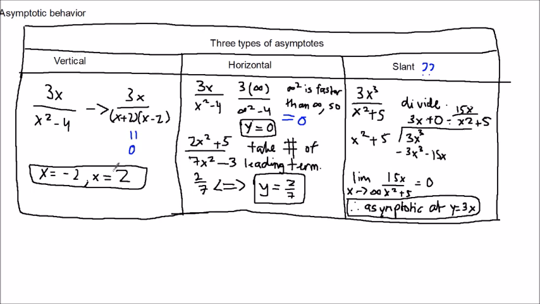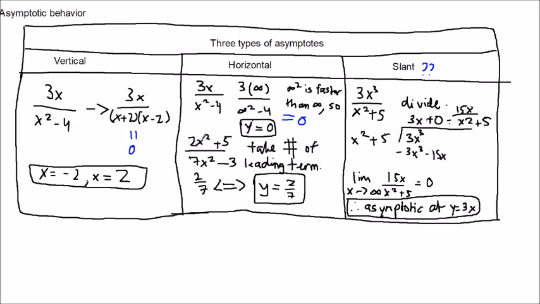Horizontal asymptote: vertical is when the denominator equals 0, and do everything. Horizontal is if the top is a lower power than the bottom, the bottom will grow faster than the top. Therefore, the bottom will be way bigger than the top when it gets to infinity, and it will approach 0.